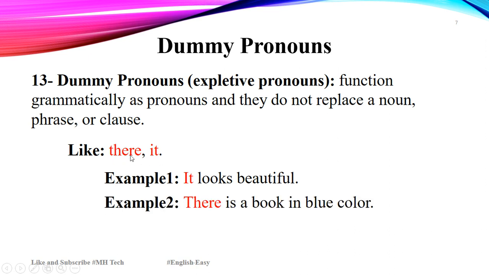So go to the use of there. There is a book in blue color. So here, there is a book in blue color. There functions as a dummy pronoun in this sentence here.